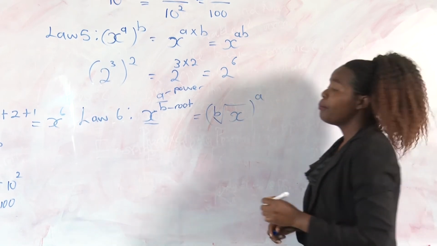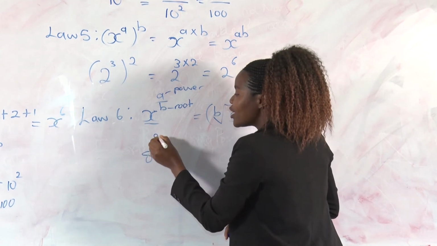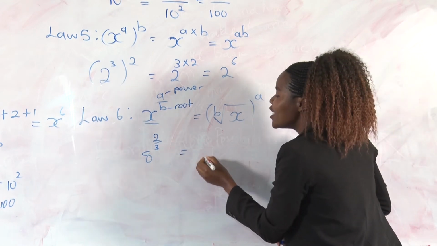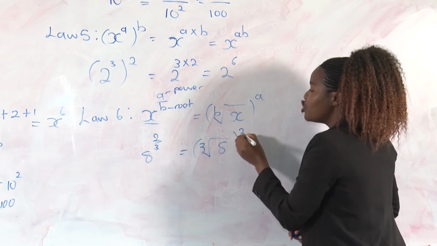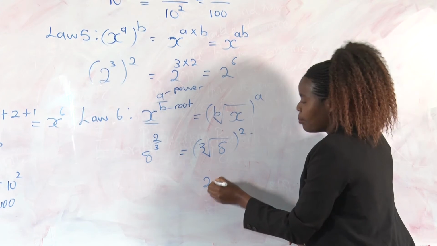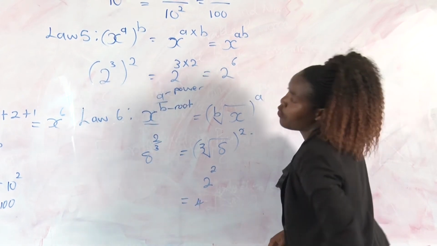For example, if it is 8 to the power 2/3, it means we are going to find the cube root of 8 to the power 2. And we all know that the cube root of 8 is 2, being raised to the power 2, and our answer is 4.